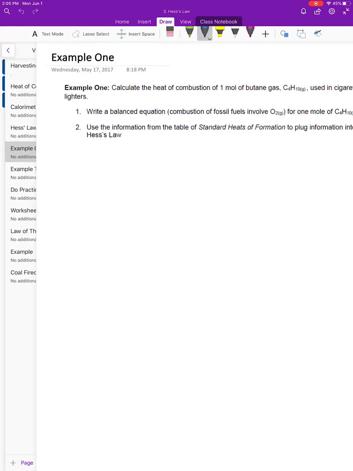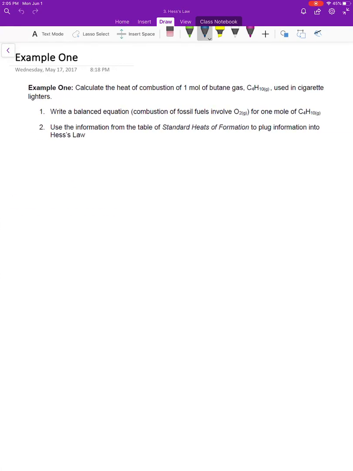Okay, so let's try an example together. We're going to calculate the heat of combustion for 1 mole of butane gas used in cigarette lighters. So the first thing we're going to have to do is write a balanced equation. They give us the chemical formula, C4H10. We know it's combustion, so we're going to be using oxygen gas. And then the products are always going to be water vapor plus carbon dioxide gas. So now we've got to balance our equation.